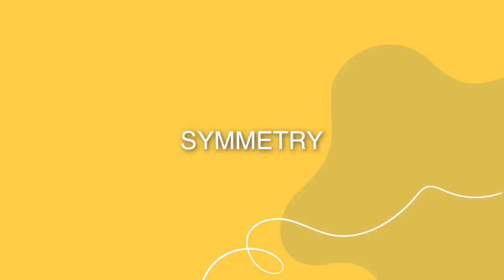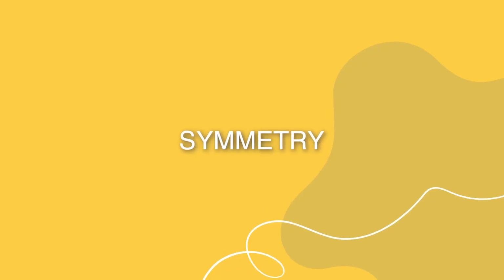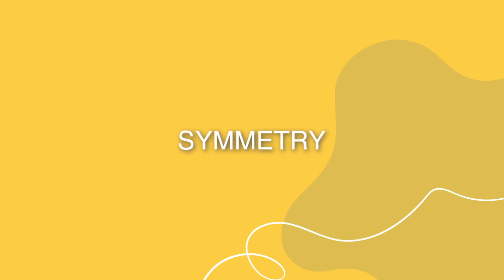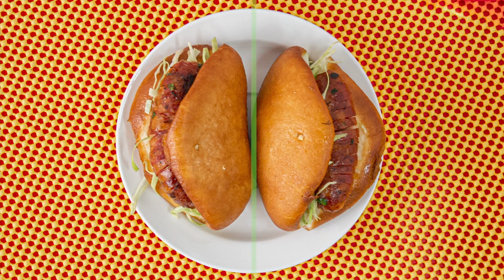Another famous composition technique is symmetry. This is achieved when 2 almost identical halves of an image seem equal in balance and importance.